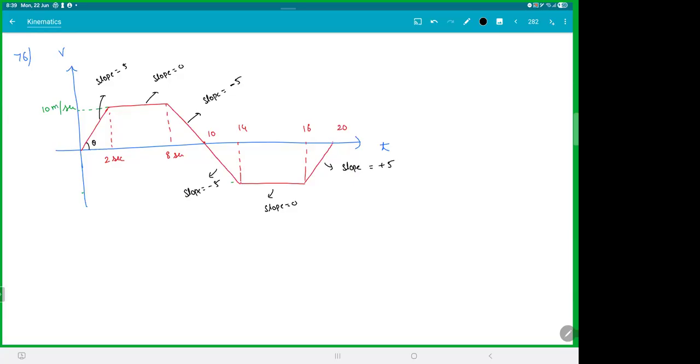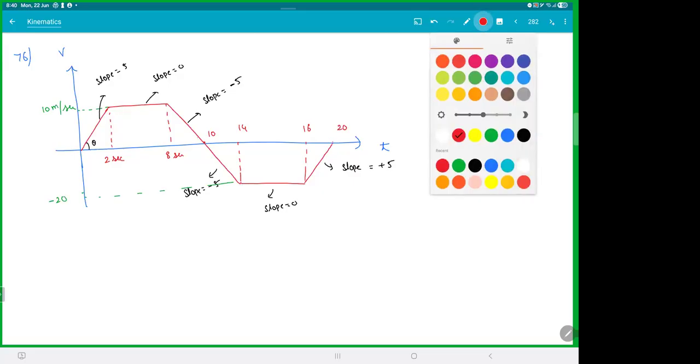This value that wasn't given, you can calculate now. That should be minus 20 because the angles are the same. This angle and this angle must be the same.